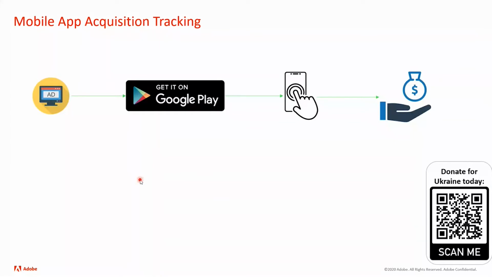So what businesses then like to do, of course, is they want to connect this monetary very valuable action towards what was happening before they even downloaded the app when they clicked on that ad. So this is what we're going to discuss today is mobile app campaign tracking.